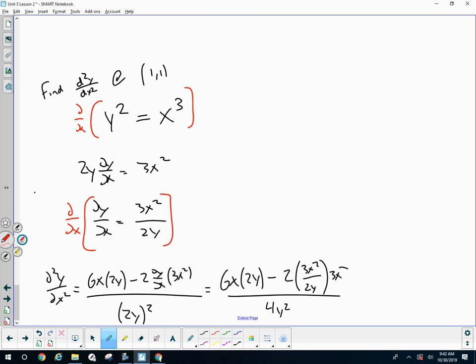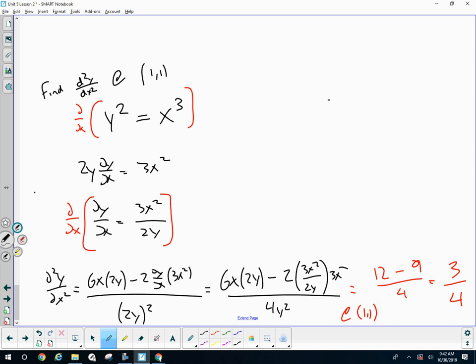If I want to find this at (1, 1), I would get 6 times 2, which is 12, minus 2 over 2 times 3 times 3. So 12 minus 9 over 4. That's 3/4.